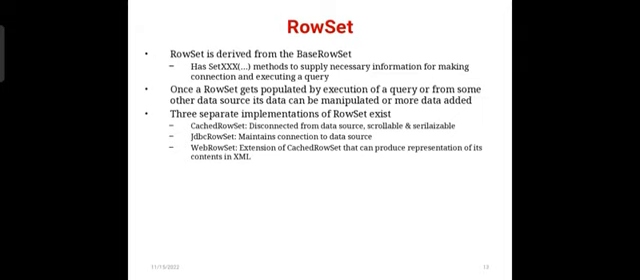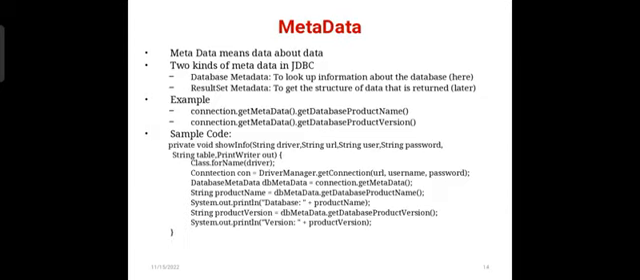And JdbcRowSet, what is the purpose of this? It maintains a connection to the data source. And the next one is WebRowSet. It is an extension of CachedRowSet that can produce a representation of its content in XML.